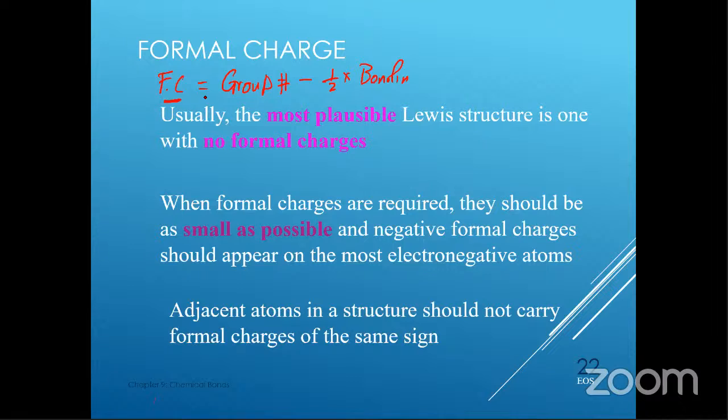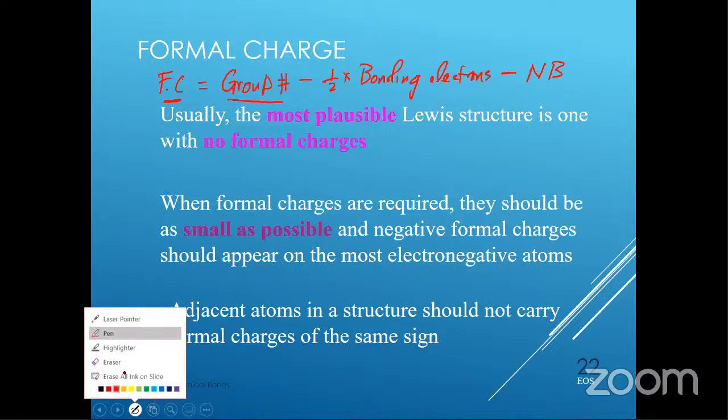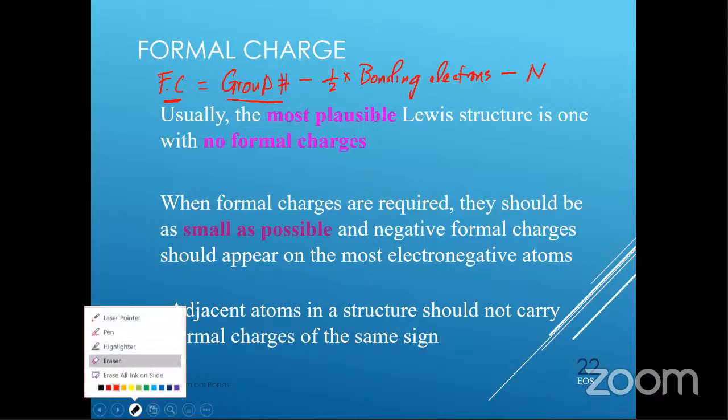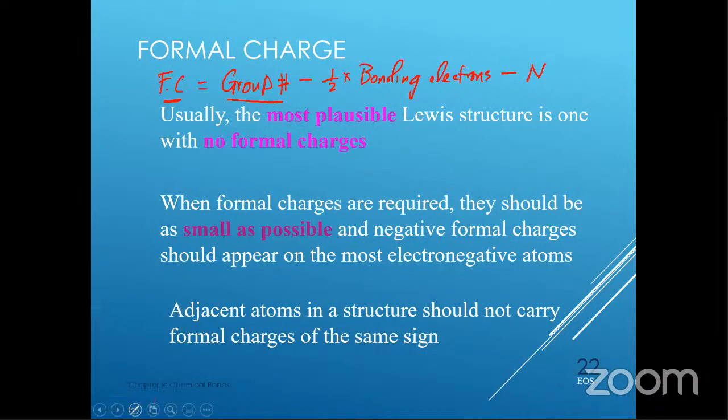The formal charge of an atom is equal to the group number of that atom minus half the number of bonding electrons minus the number of non-bonding electrons. In fact, let me write this out so that non-bonding electrons. All right.